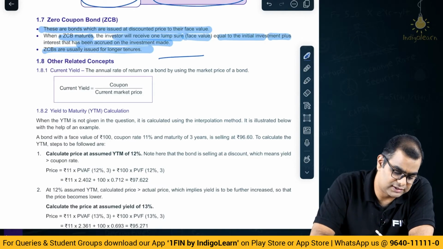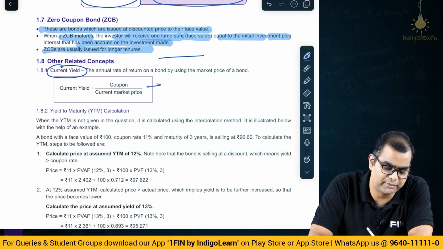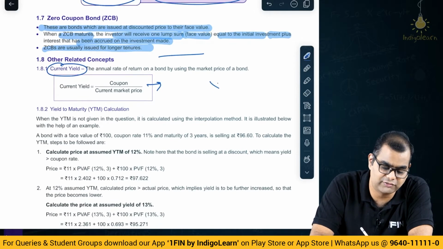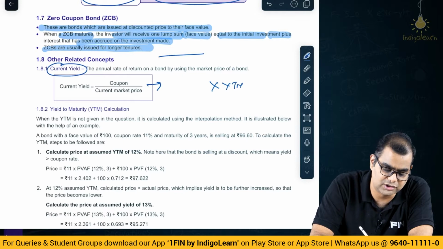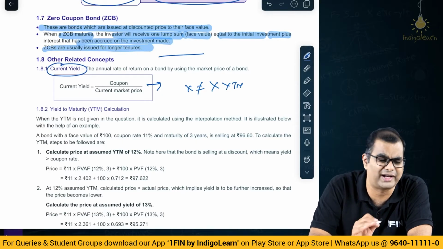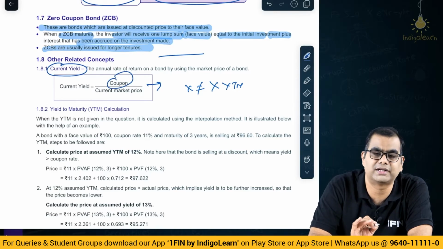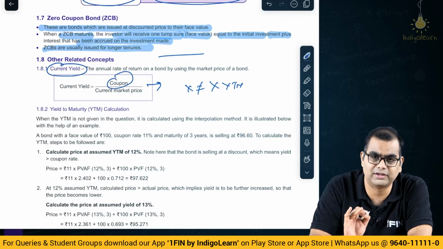Now, there are certain other concepts called current yield. What is current yield? It is simply coupon by current market price. Now, this is not equal to YTM. It is just a measure, not a relevant measure, and very rarely used in the market. Whatever is the coupon divided by the current market price, you take it as current yield.